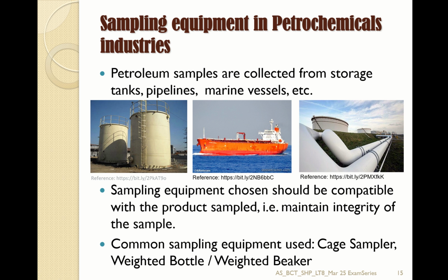Some sampling equipment, that means the equipment that you use to collect your petroleum products. You can collect it either in the tank, there's bigger tanks than this, and from the ship, from pipelines. Sampling equipment should be compatible with the product sample. Obviously, it should not react with the sample. These are some equipment that you can use: cage sampler and just some bottle or beaker which is weighted.